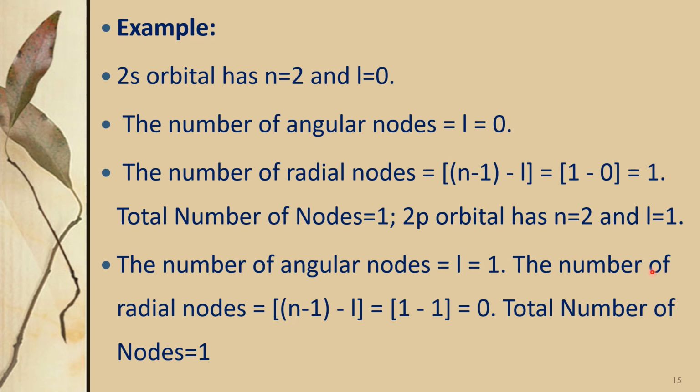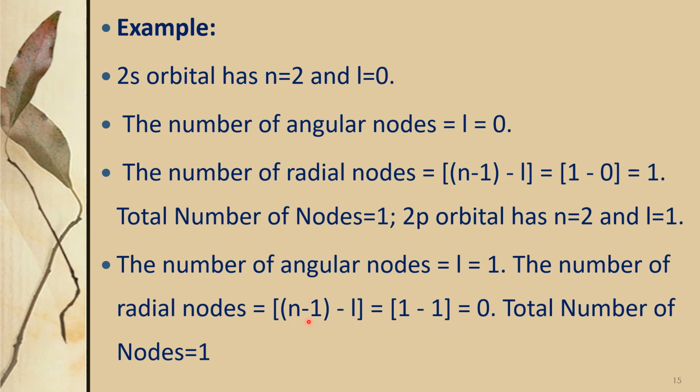Now the number of radial nodes equal to n minus 1 minus L. N equal to how much here? N equal to 2 here for 2p. So it is 2 minus 1 equal to 1 and L value equal to 1. 1 minus 1, 0. So there are no radial nodes because it is not a spherical shape. So radial nodes are not available. It is a dumbbell shape. So angular nodes are available but not the radial nodes.